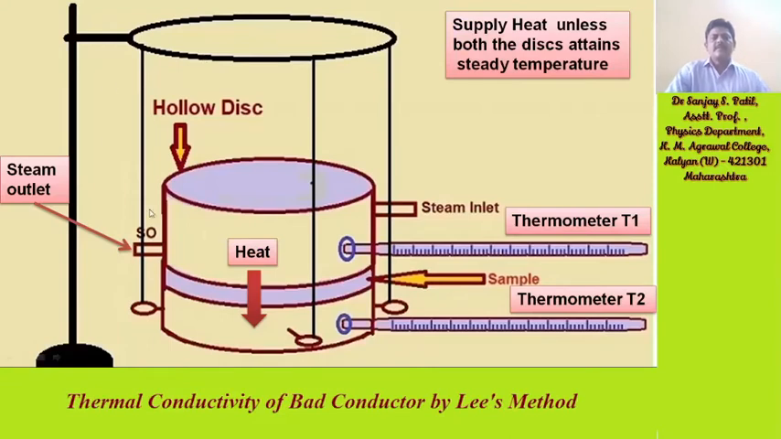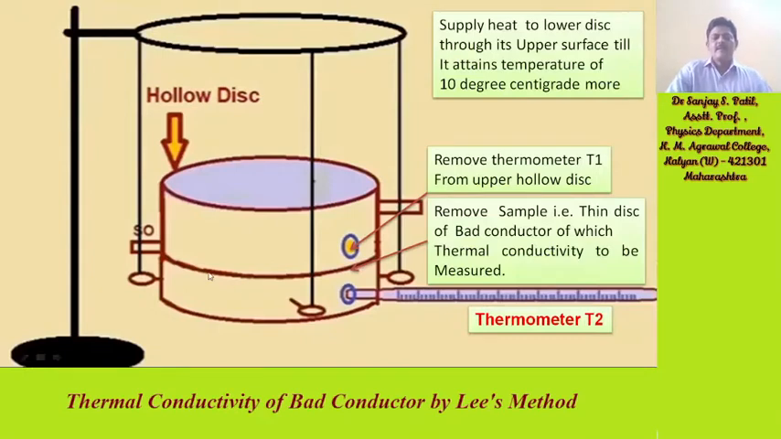Now this is the individual diagram for the sake of clarity. This is the upper hollow disc; heat is being supplied to the lower disc through this bad conductor, or slice of bad conductor. There is a thermometer T1 and thermometer T2. Both the thermometers attain steady temperature.